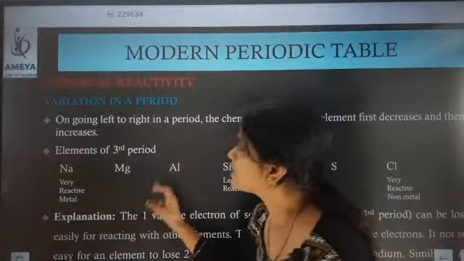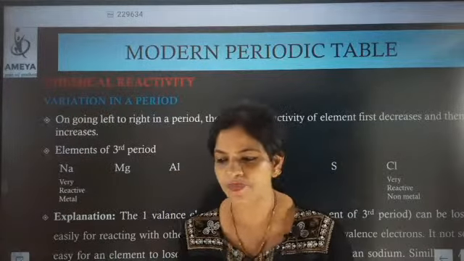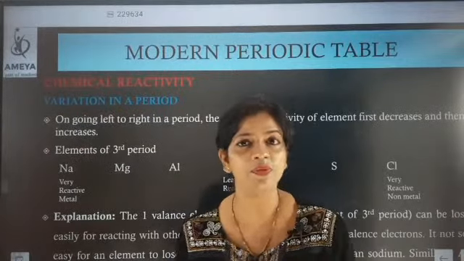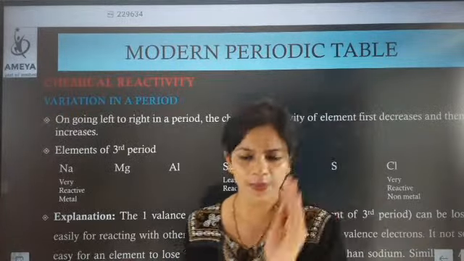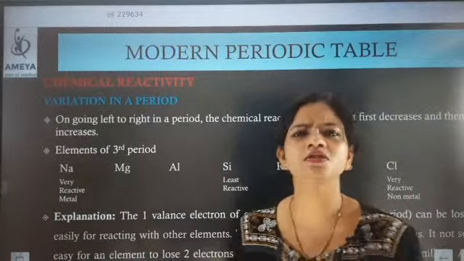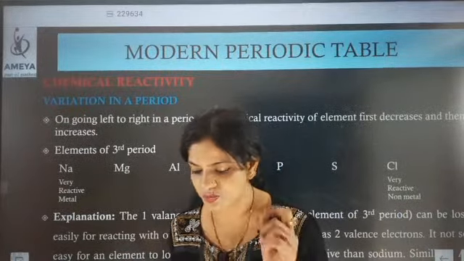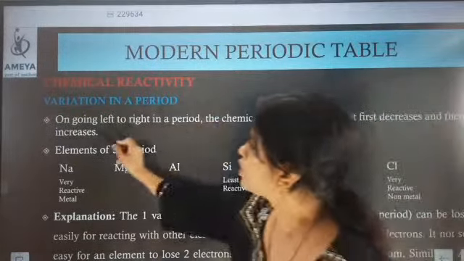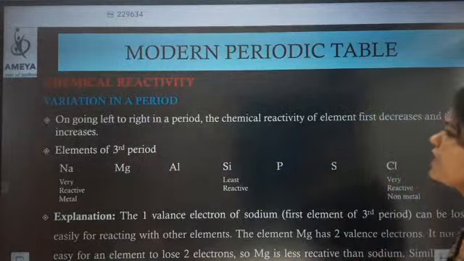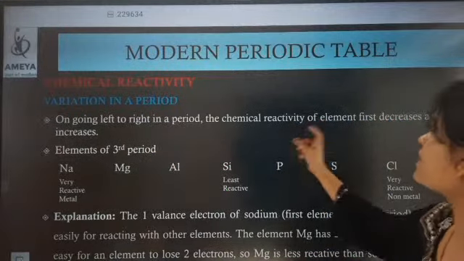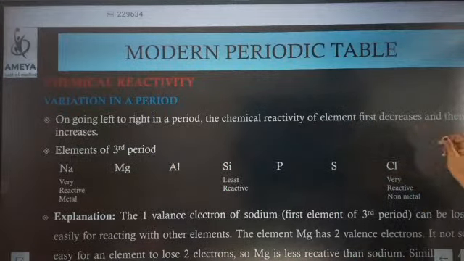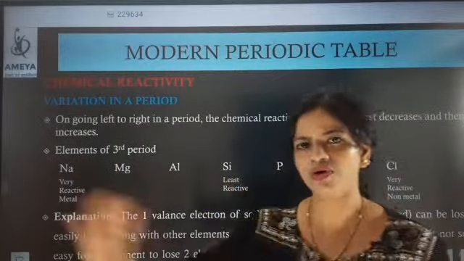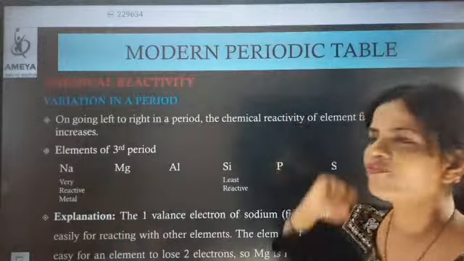So let's start with chemical reactivity. Okay. So last class I had just given an intro to chemical reactivity, because this is a very important topic. Based on chemical reactivity, you will be seeing many questions in future, so I'm preparing you today itself. It decreases, correct, Rahul? So now look here. On going from left to right in a period, the chemical reactivity of elements first decreases and then increases. I wrote the point so that you don't have to write here and there, just write the first point.